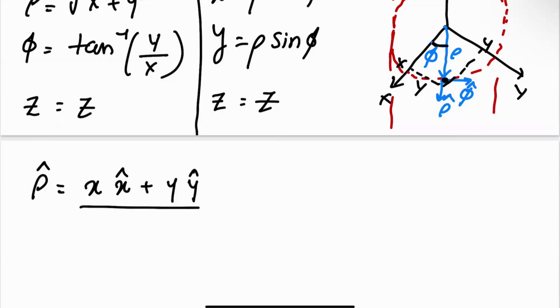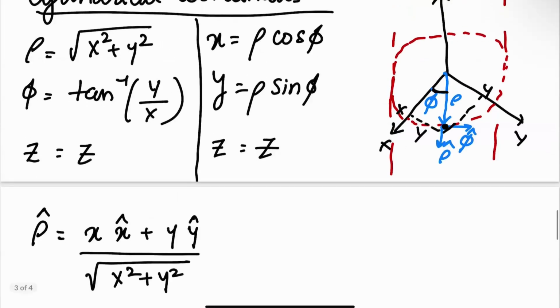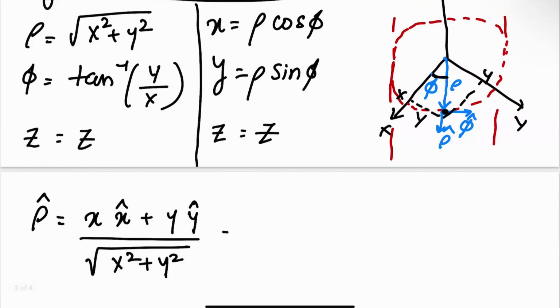And you divide this by the square root of x squared plus y squared, because you want it to be a unit vector, right? Only if you divide it, you get this to be a unit vector. You're normalizing it to the length of x hat plus y hat. And now that you know how to write x in terms of rho and phi, you can write this as cosine phi x hat plus sine phi y hat. All I've done here is substitute x and y from these, and you'll end up with this relationship.